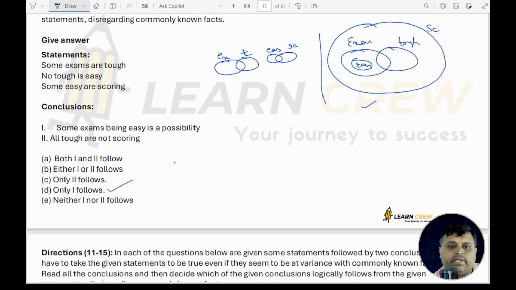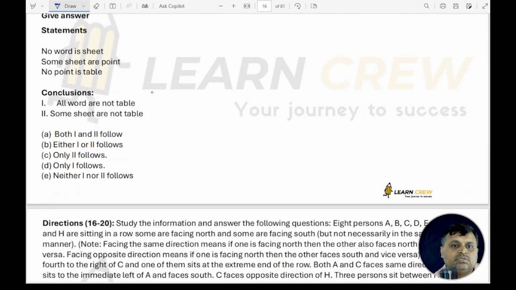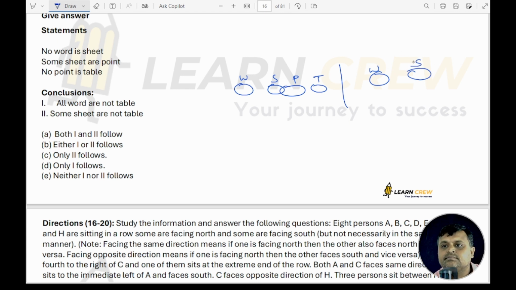Second one cannot be concluded here. Only 1 follows, so option D as per the options. No word is sheet. Some sheets are points. No point is table.